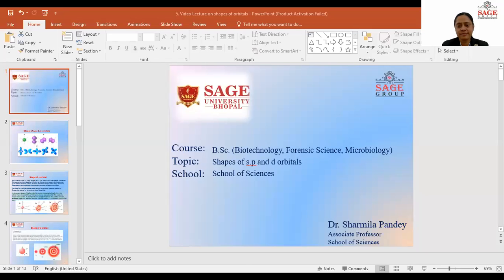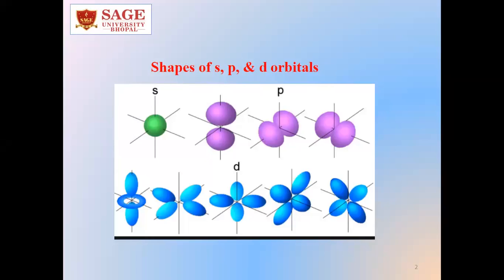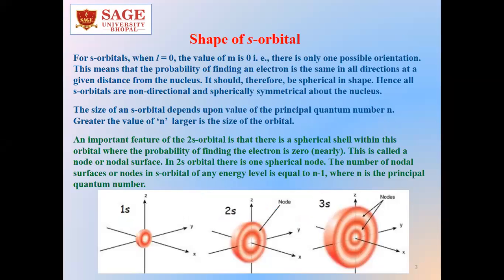Today, I will discuss the shapes of the orbitals. So we know that we have different orbitals for the electrons in an atom: s orbital, p orbitals and d orbitals. So s, p and d orbitals have different shapes. So today we will discuss the shapes of different orbitals. We will start with the s orbital.